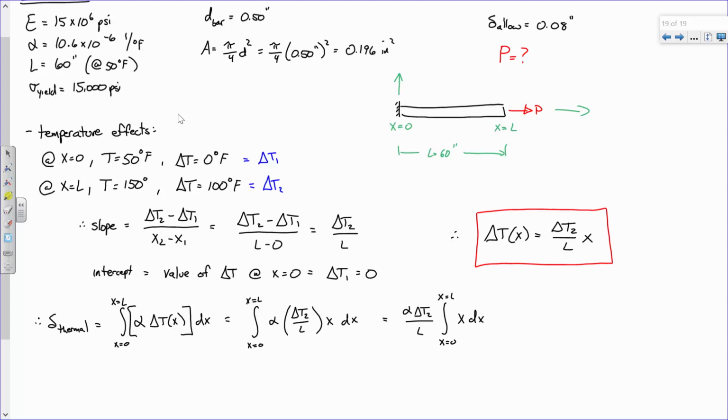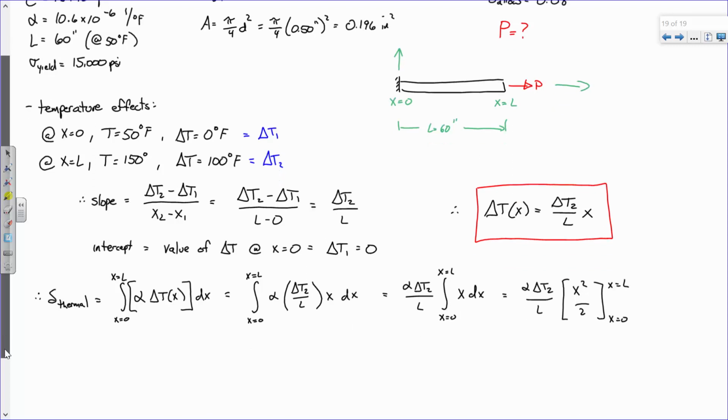So now that we've got this, this goes back to Calc 1. What is the integral of x? Anybody remember? 1/2 x squared, or x squared over 2. So I told you the calculus isn't that hard in here. So it's alpha delta T2 over L times the quantity x squared over 2, and that's evaluated from x equals 0 to x equals L.